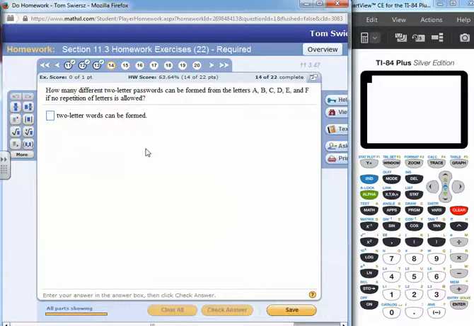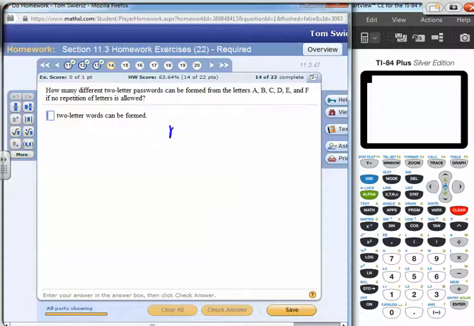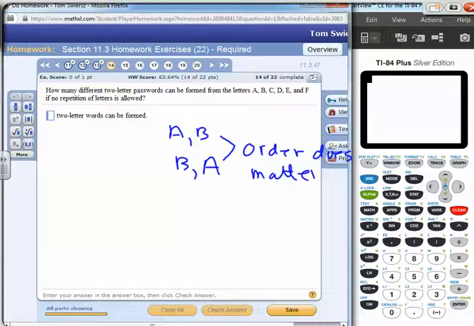How many different 2-letter passwords can be formed from the letters A, B, C, D, E, and F if no repetition is allowed? Now again, if I pick the letters A and B, that's one password, right? But then if I do B followed by A, that's a different password. Same 2 letters, but the order is different. And so in this case, order does matter because we get a different password when we switch the order.